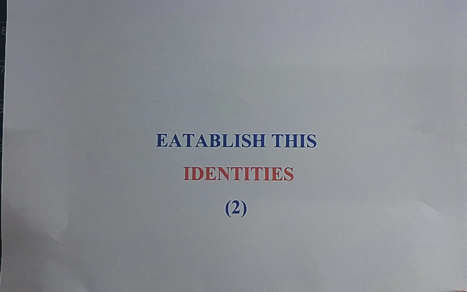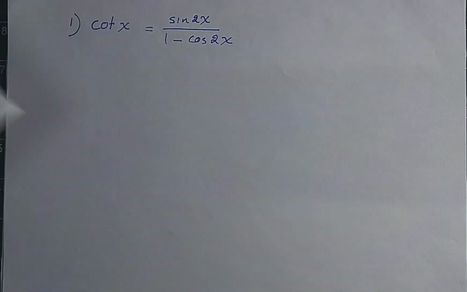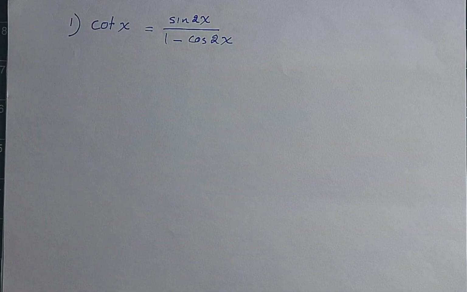So let's start and discover some identities to prove. We have here cot x, tan square x, and (1 minus tan x) out of (1 plus tan x). So let's start with the first one. We have here cot x equal sine 2x out of 1 minus cos 2x.